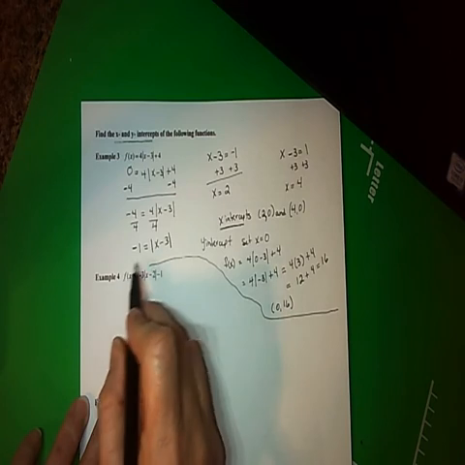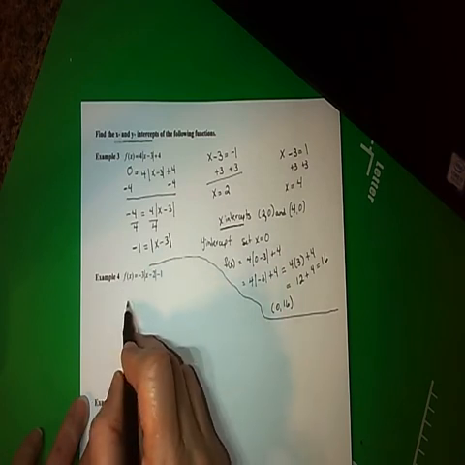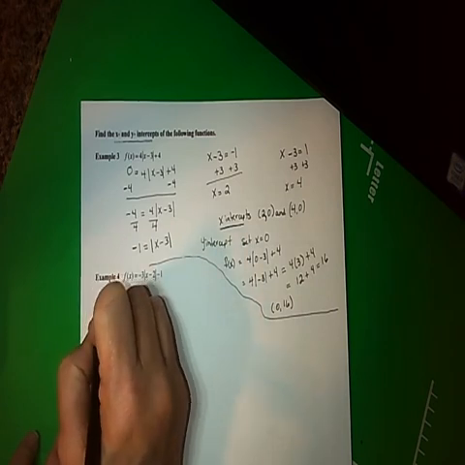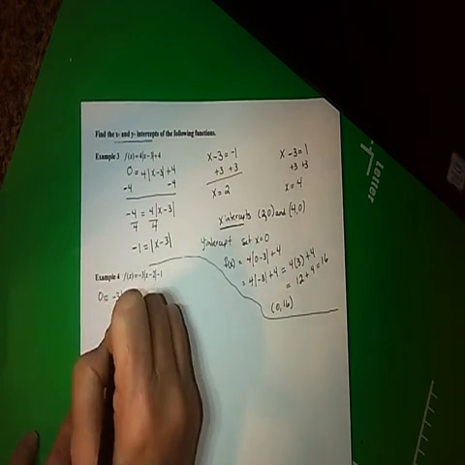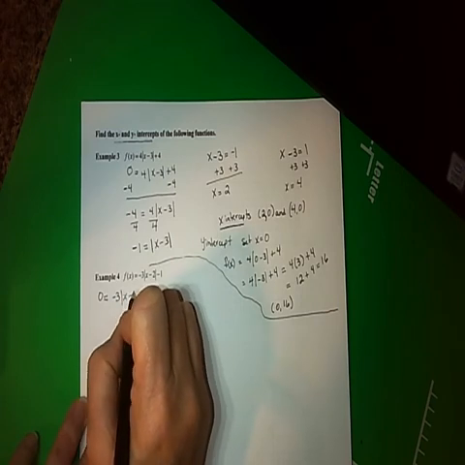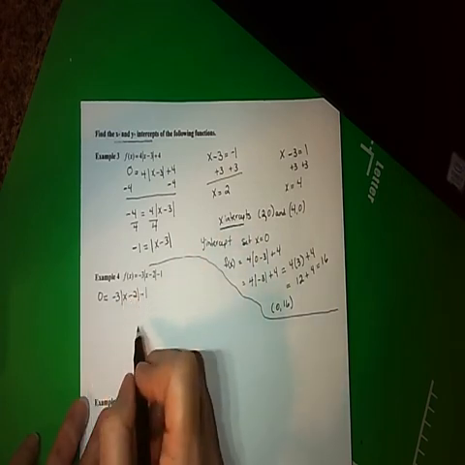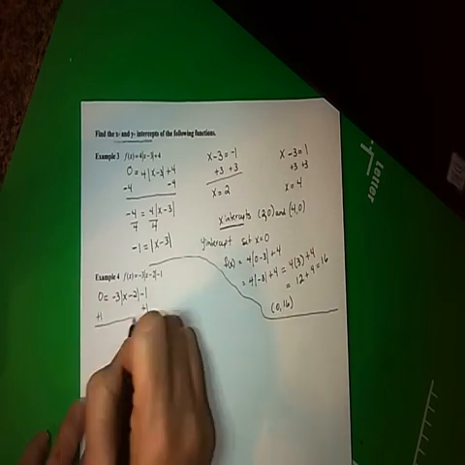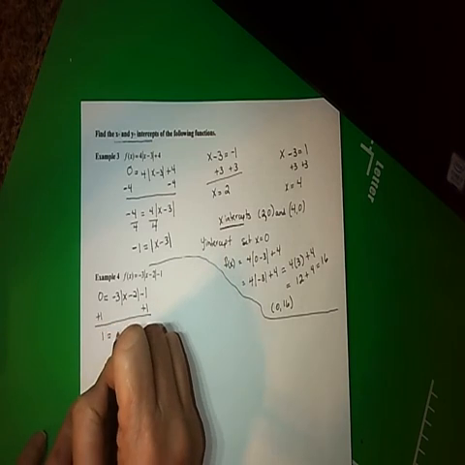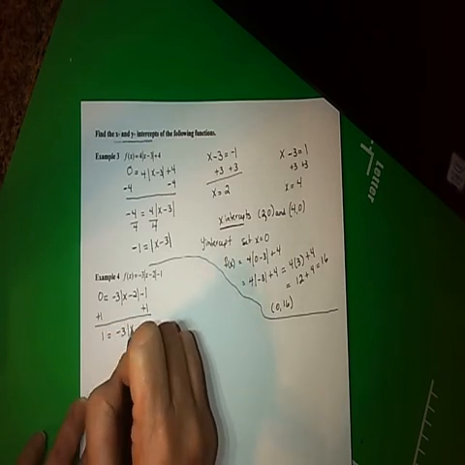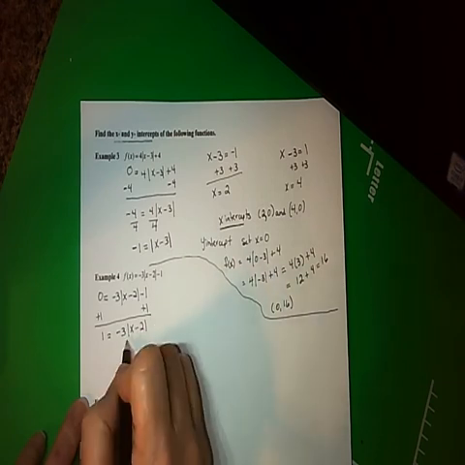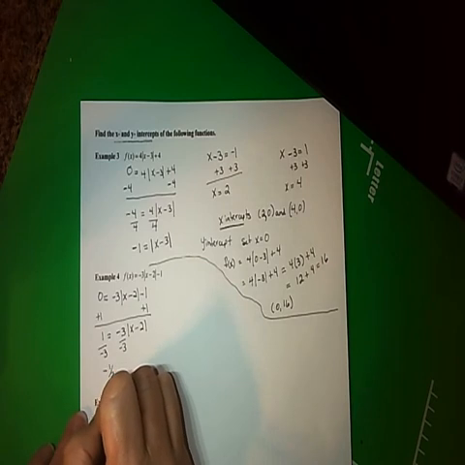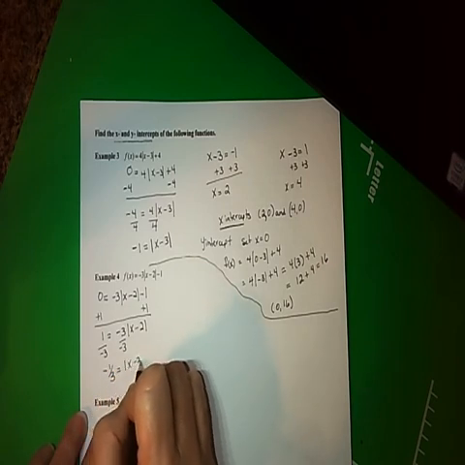All right, so we're going to do the exact same thing for example 4. I'm going to set my function to 0. I'm going to do negative 3 times the absolute value of x minus 2 minus 1. Again, I've got to get the absolute value by itself first, so I'm going to add 1. So 1 equals negative 3 times the absolute value of x minus 2. I'm going to divide by negative 3. So negative 1/3 equals the absolute value of x minus 2.